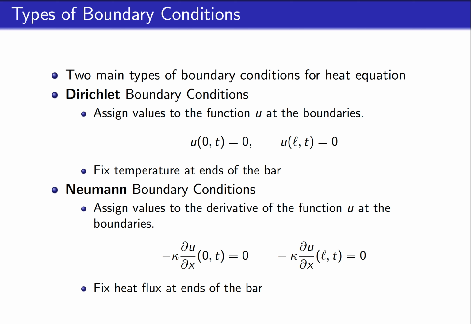The other main type of boundary condition is called a Neumann boundary condition. Mathematically, this is where the derivative of the function is assigned at each boundary. Physically, what this describes is the flux of the heat through both of the ends. Here we have an example where the flux of the temperature is equal to 0 on both ends. And what that represents is a bar that is insulated on both ends. So there is 0 flux. There's no flux through the ends of the bar.